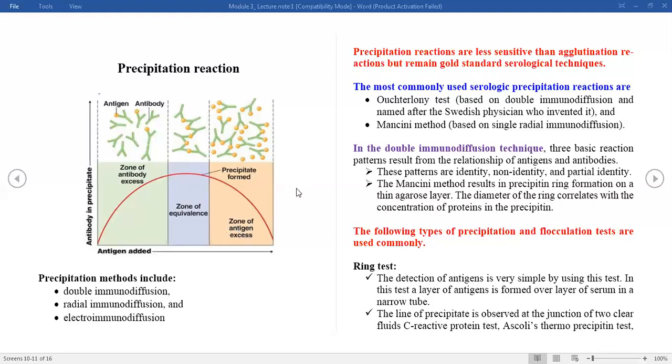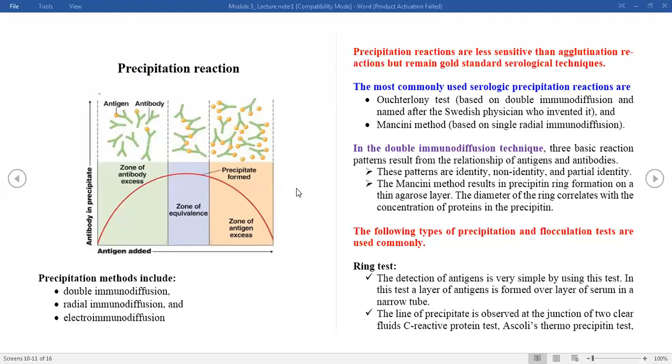So we have three zones. The first is antibody excess, then the zone of equivalence, where antigen and antibody are both present in equivalent amounts, and the last, the orange one, is the zone of antigen excess. In the antibody excess and antigen excess zones, we cannot see the maximum amount of precipitation. The maximum amount of precipitation occurs at the zone of equivalence. This precipitation method can be of three types.